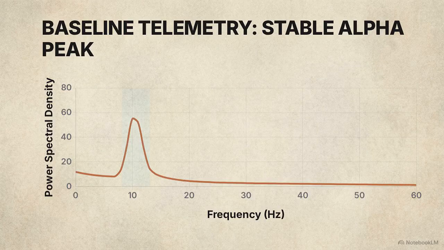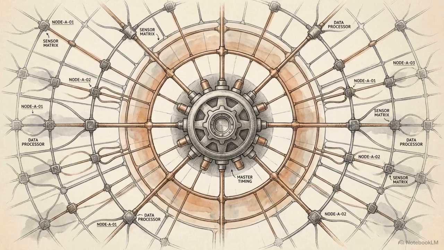The baseline telemetry profile of a typically developing brain exhibits a balanced power distribution across all major frequencies. Central to this balance is a clear alpha rhythm, peaking between 8 and 13 Hz. This acts as the system's global clock, a timing pulse enabling high-speed synchronization between distant processing nodes.